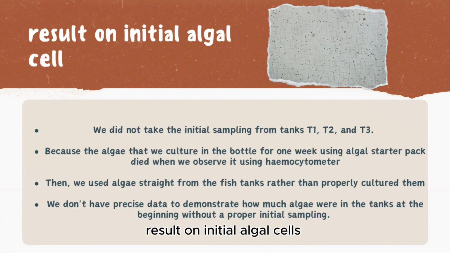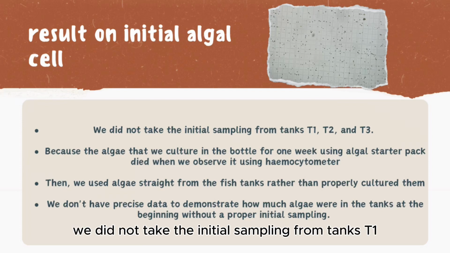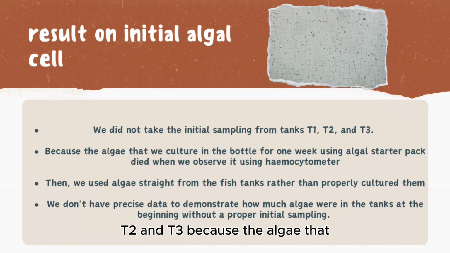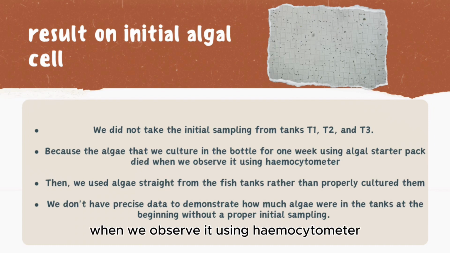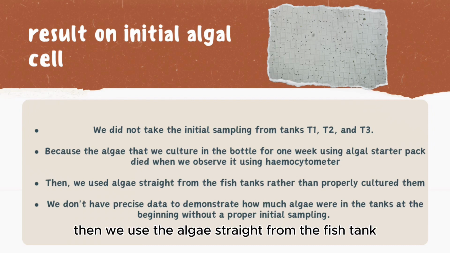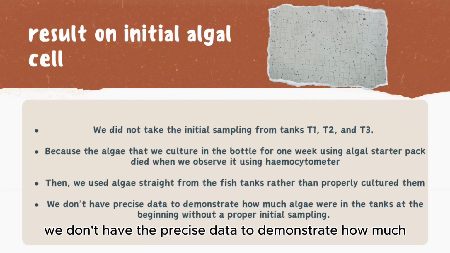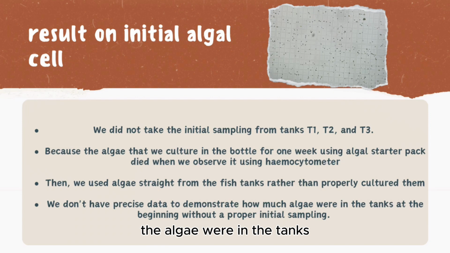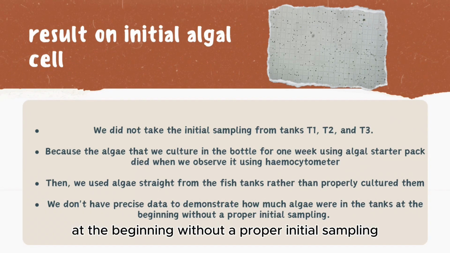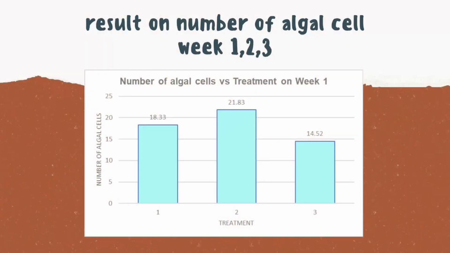Result on initial algae cell. We did not take the initial sampling from tanks T1, T2 and T3 because the algae that we captured in the bottle for 1 week using the algae starter pack died when we observed it using the hemocytometer. Then, we used the algae straight from the fish tank rather than properly culturing them. So, we don't have the precise data to demonstrate how much algae were in the tanks at the beginning without a proper initial sampling.